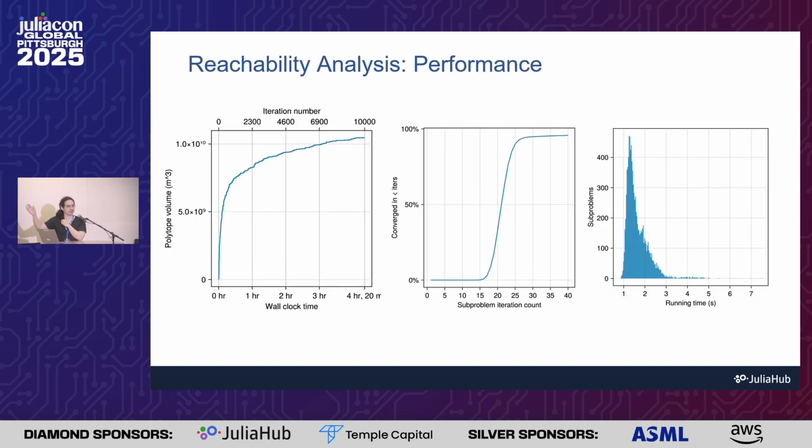In terms of running time, each one of our trajectory optimization problems takes about 1 to 2 seconds, with outliers that weren't screwed over by the operating system taking about 4 seconds. It took between about 15 and 30 successive convex programming iterations to converge. And those reachability results were developed out of 10,000 trajectories, which took about 4 hours.